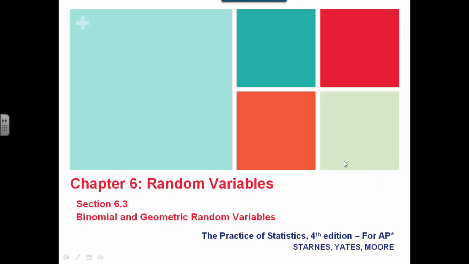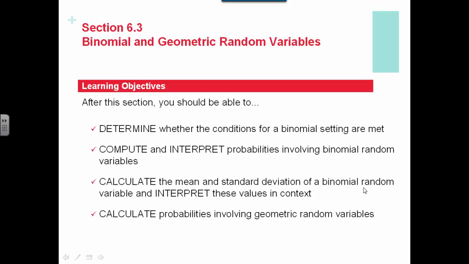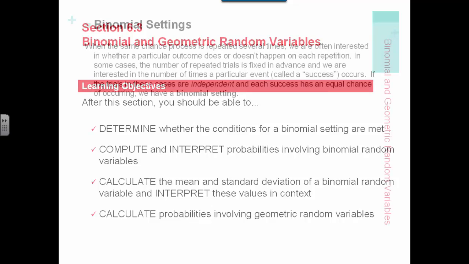Our third video lesson in Chapter 6 is on binomial and geometric random variables. We'll take a look at probabilities involving binomial random variables, mean and standard deviation of them, and calculating probabilities involving geometric random variables.